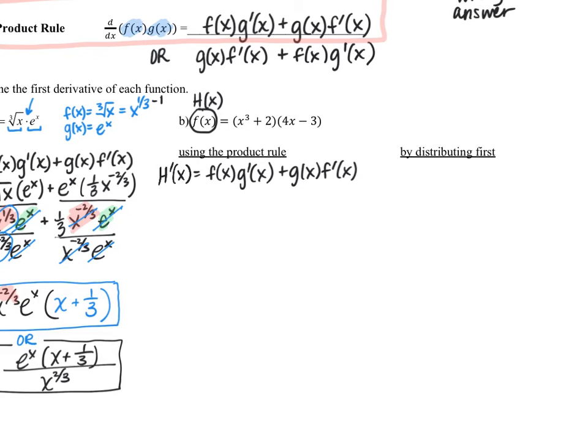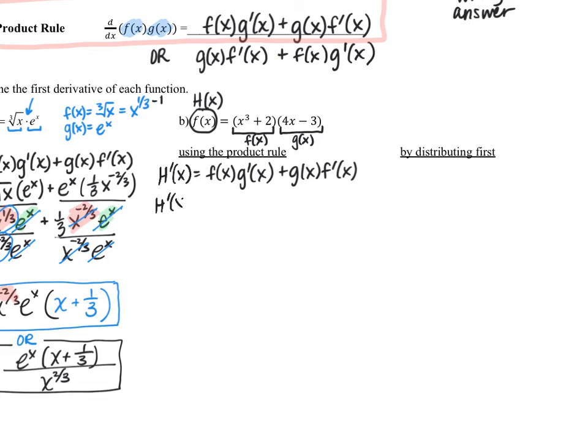So let's first identify what two functions are being multiplied together. Hopefully you can see that we have x cubed plus 2 times 4x minus 3. So in this case, it's the x cubed plus 2 that's acting as our first function, f of x, times the g of x function, which is 4x minus 3.